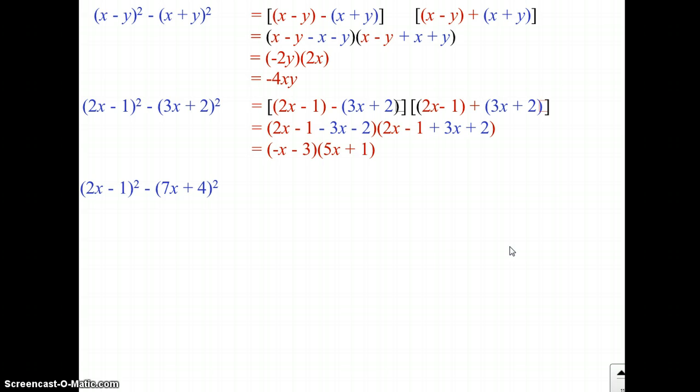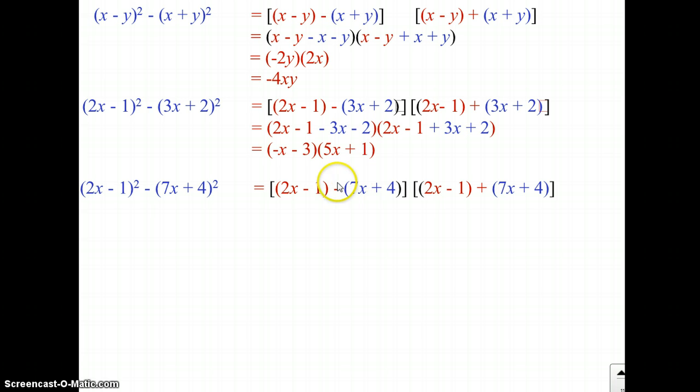Next one, same idea. Square root of 2x minus 1 all squared is 2x minus 1. Square root of 7x plus 4 all squared is 7x plus 4. Make them into conjugate binomials. Keep track of your brackets. One's negative, one's positive. We're all set to go. Done factoring. Combine like terms.